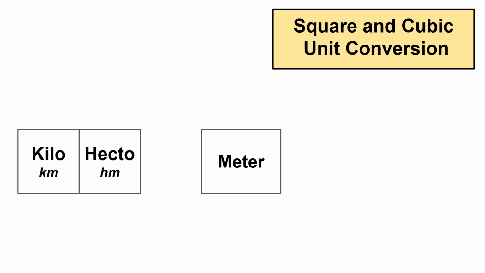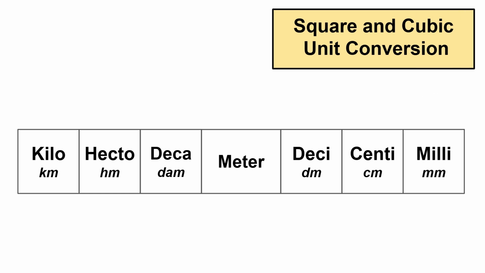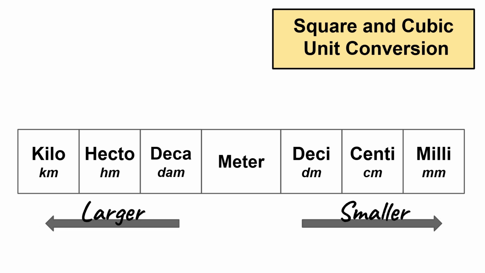In this video, we're going to break down how to convert square and cubic units step by step. Now, as discussed in my previous video, to convert between units, we use prefixes like kilo, hecto, deca, deci, centi, and milli. These prefixes help indicate whether the units represent larger amounts or smaller amounts. Now, for a detailed tutorial on prefixes, you can find the link to that video in the description box below.